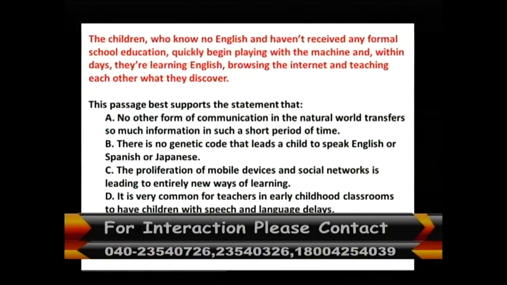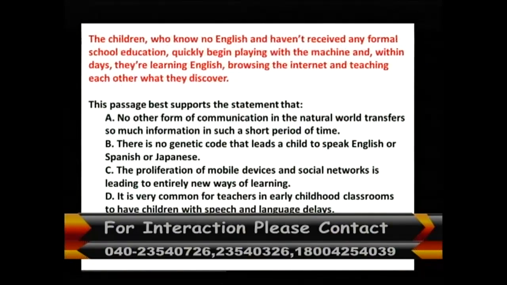The children who know no English and haven't received any formal school education quickly begin playing with the machine, and within days they are learning English, browsing the internet and teaching each other what they discover. The passage best supports the statement that no other form of communication in the natural world transfers so much information in such a short period of time. There is no genetic code that leads a child to speak English or Spanish or Japanese, which means learning a language has got nothing to do with the gene.